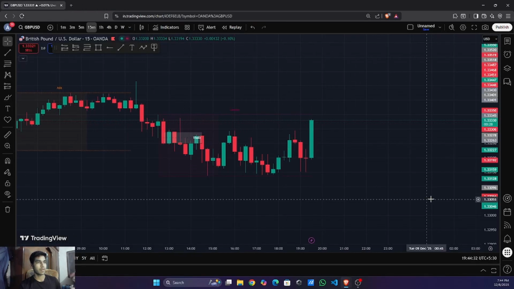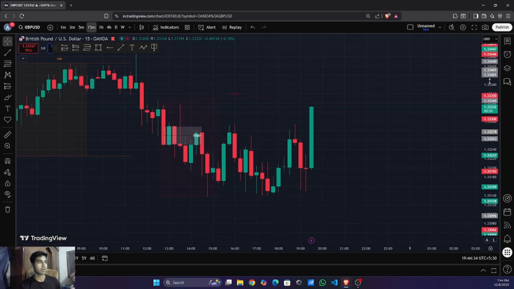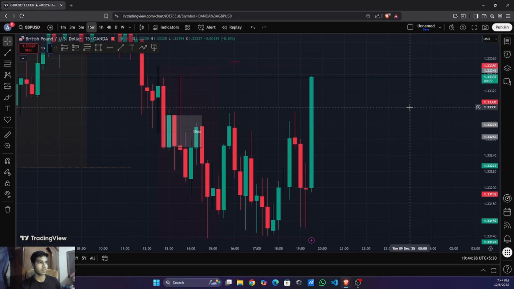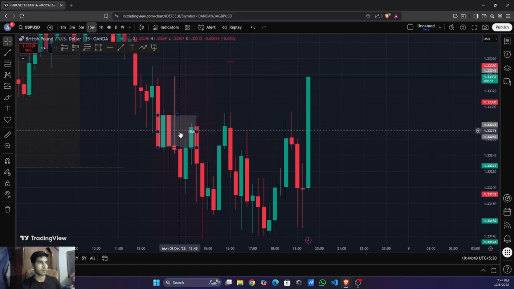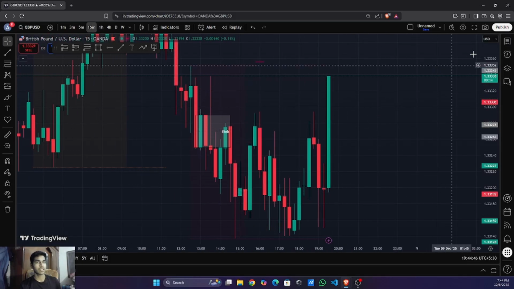So we had the plan of 15-minute order block, which actually did not form. That's why I skipped, which eventually was formed. We might have got one trade over here and that might have stopped out, but we were right about the direction. Right now we are bullish.